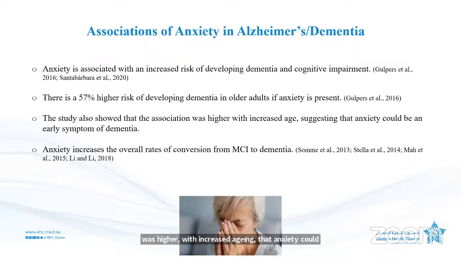There is a correlation between anxiety and age. So the older the adult is, the more anxious they get, and that's understandable due to the usual biological effects of age and changes when it comes to health. Also, anxiety increases the overall rates of conversion from MCI to dementia. So when I have anxiety, in addition to mild cognitive impairment, I am leaning toward dementia. So the patient starts to enter the dementia stage.